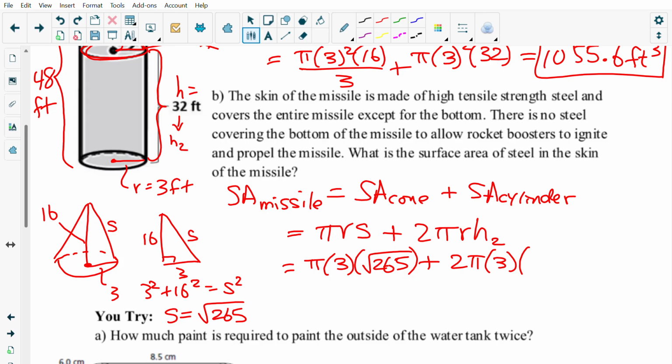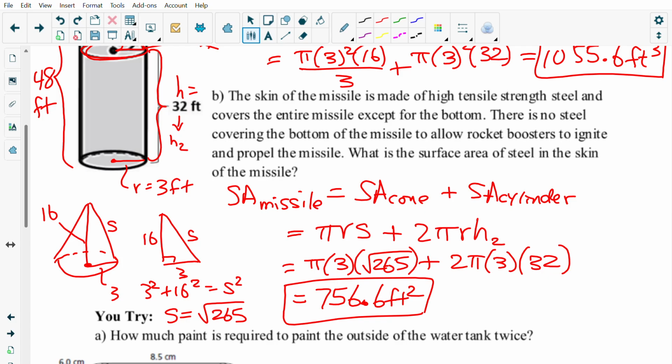Let's fill it in for the surface area of the cylinder. 2 times pi times 3, and then the height of the cylinder is 32. And then crunch all those numbers. What do I get? What is the surface area of the high tensile strength steel? 756.6 square feet of high tensile strength steel.